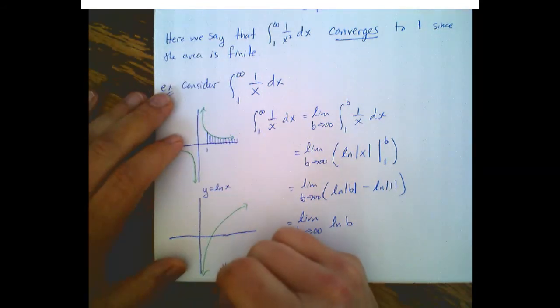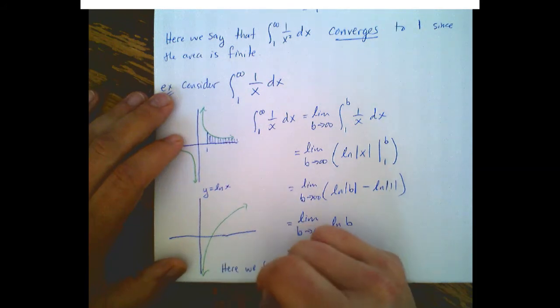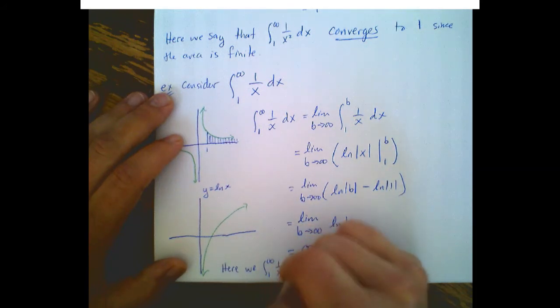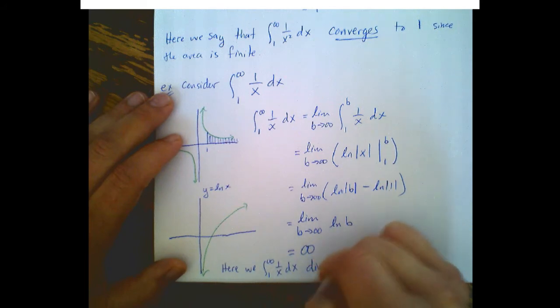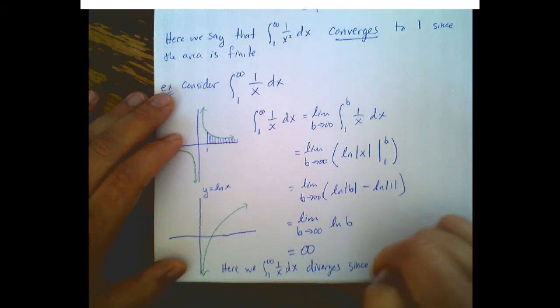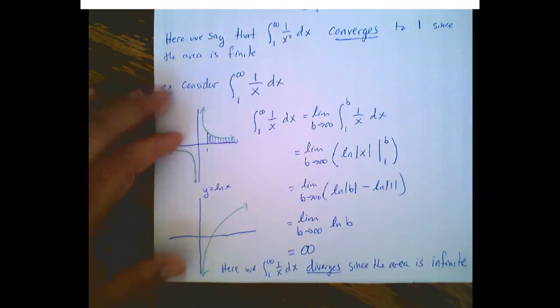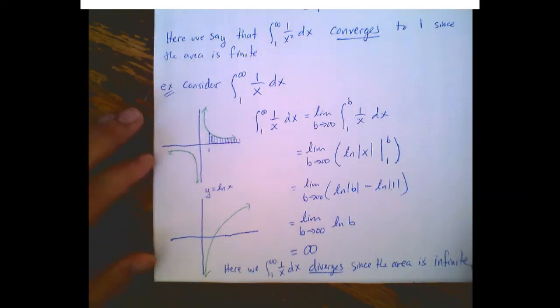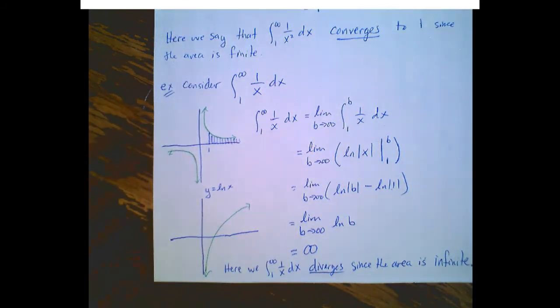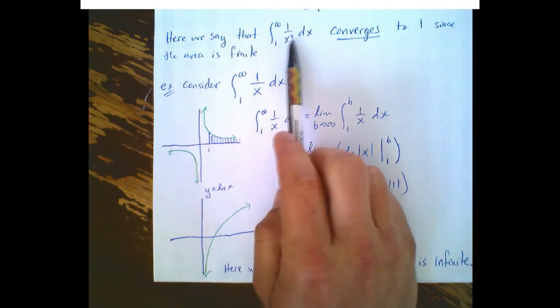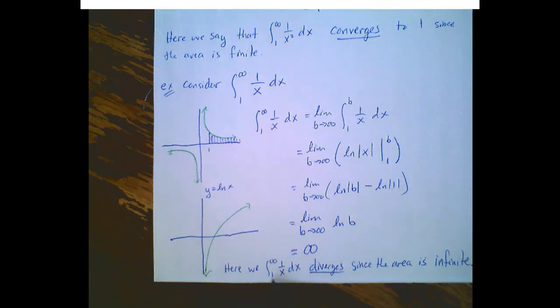So here we say the integral from 1 to infinity of 1 over x dx diverges since the area is infinite. Okay. So you can see just a change in the power at the bottom kind of changed the outcome of our situation. Okay? So the integral from 1 to infinity of 1 over x squared converges, but the integral from 1 to infinity of 1 over x diverges.